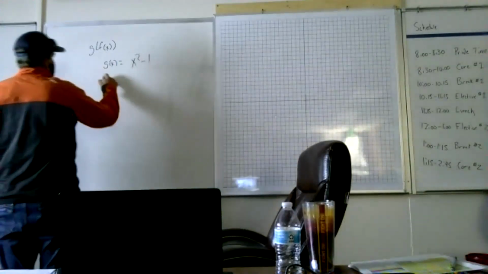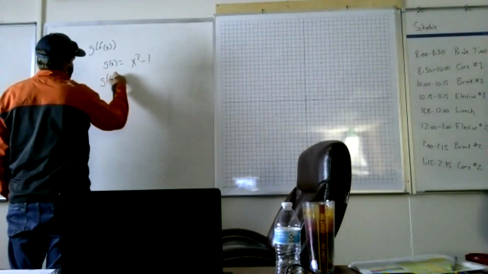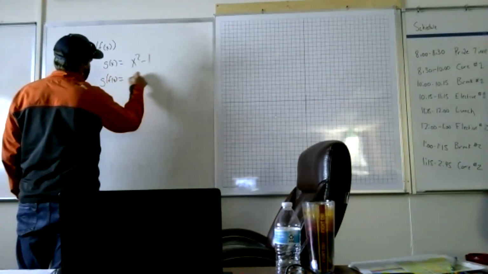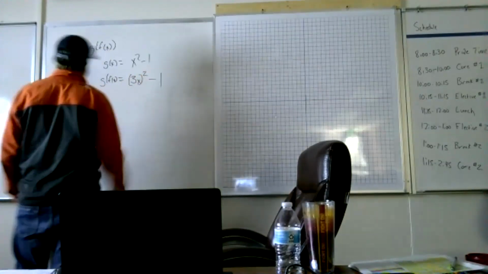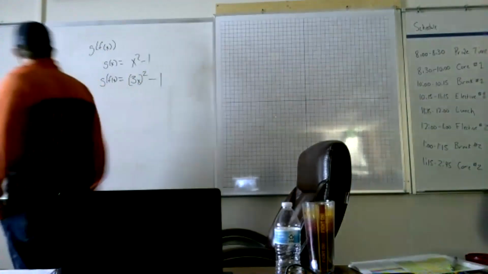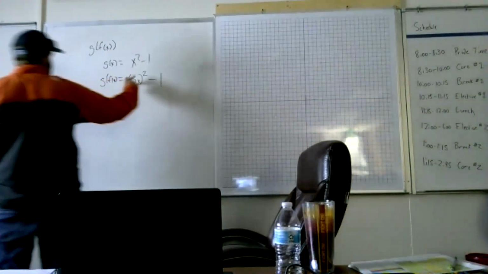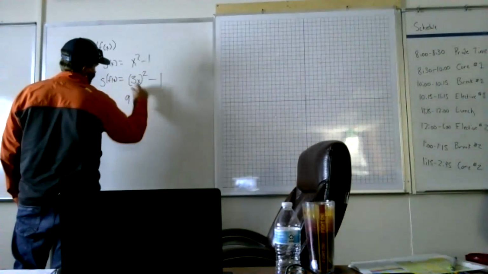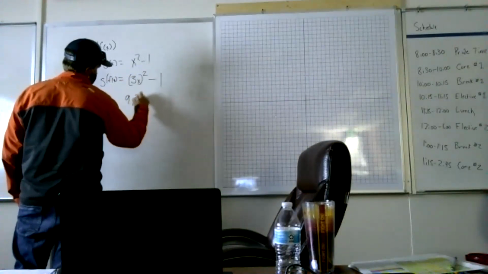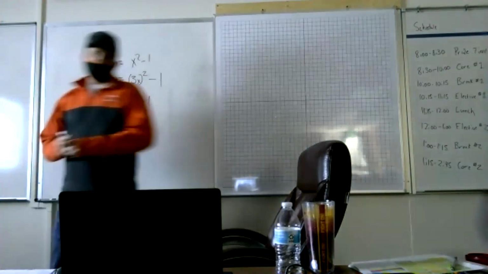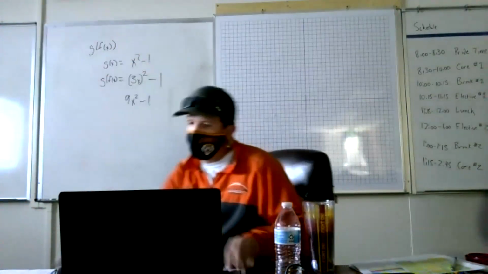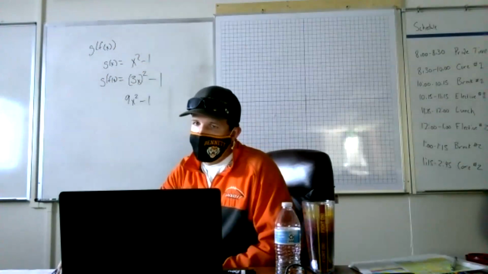So g of f of x is equal to 3x squared minus 1. In this one, the square applies to both terms. So 3 squared is 9, x squared is x squared, minus 1. This is a polynomial, it's a parabola once again. So our domain should be all real numbers, and our answer should be A in this case.